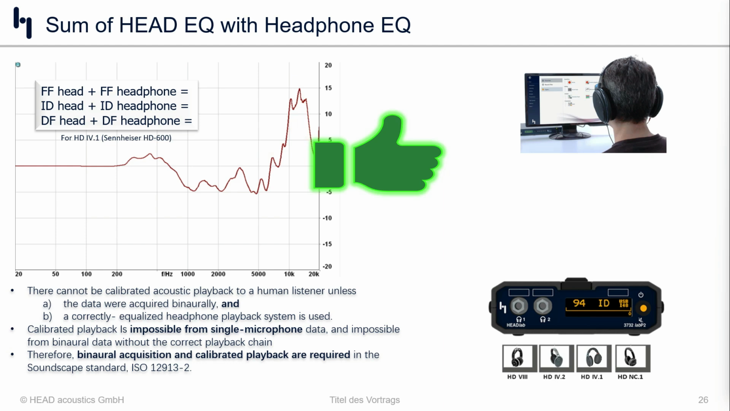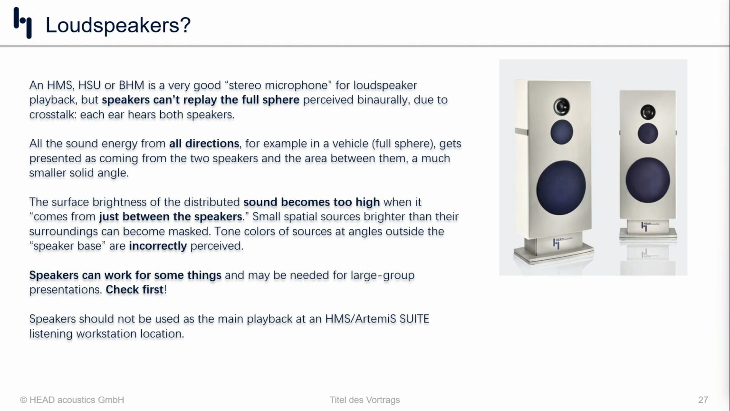This curve will be different for a different type of headphone. Like the headphones at a major listening room not too far from us are a different kind. They have a different end curve, but it has to be a constant. So calibrated playback, again, I'm going to underline this, is impossible from single mic data, period. And it's impossible from binaural data without the correct playback chain. That is why binaural acquisition and calibrated playback are required, are normative in the soundscape standard ISO 12913-2, which is becoming extremely important and relevant and critical in tonality assessments, psychoacoustic use in the sound quality world.